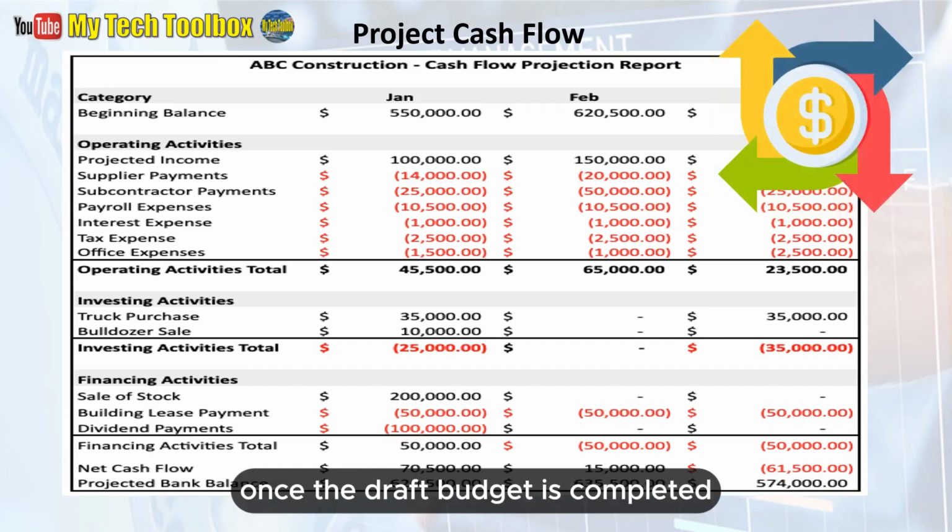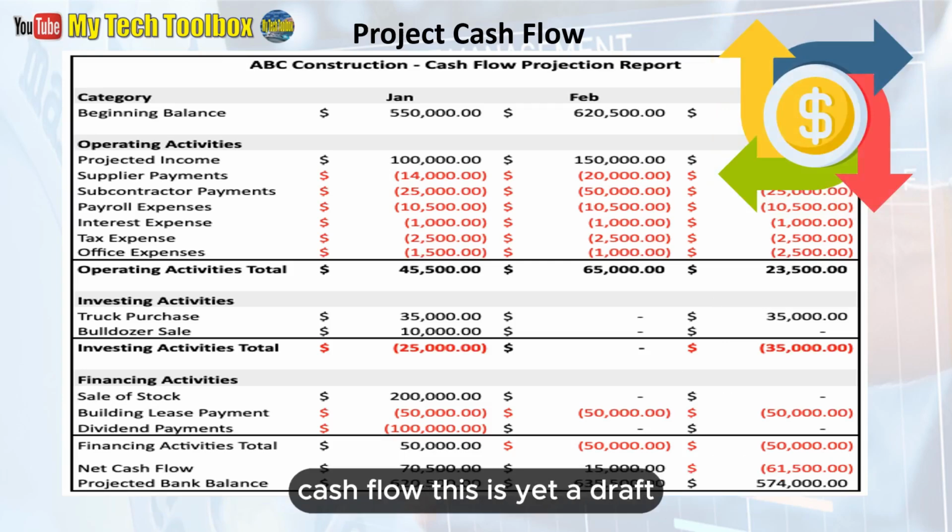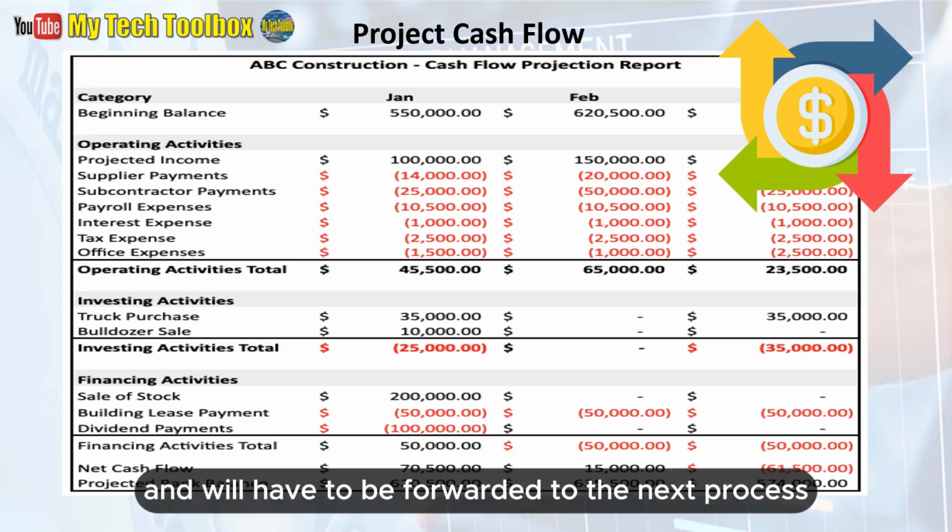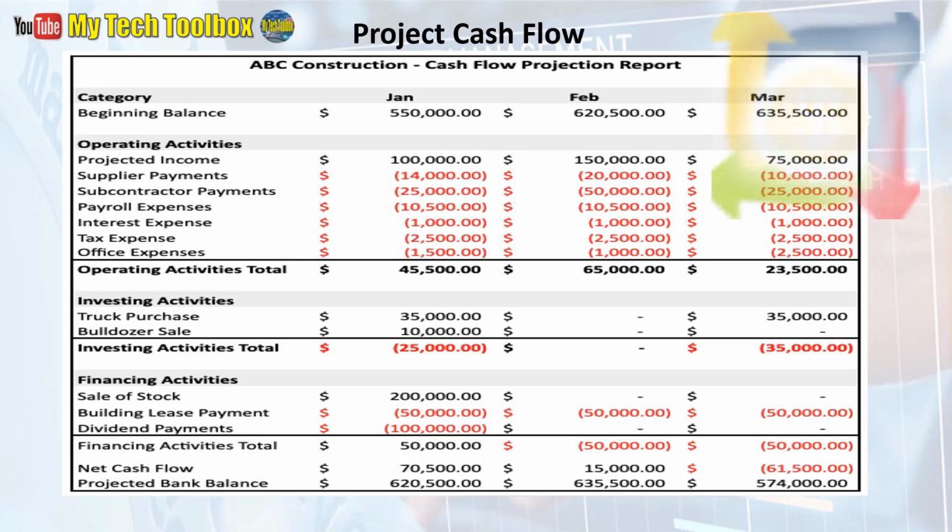Once the draft budget is completed, the finance department will proceed with formulating the project cash flow. This is yet a draft and will have to be forwarded to the next process pending, should there be a need for modification.